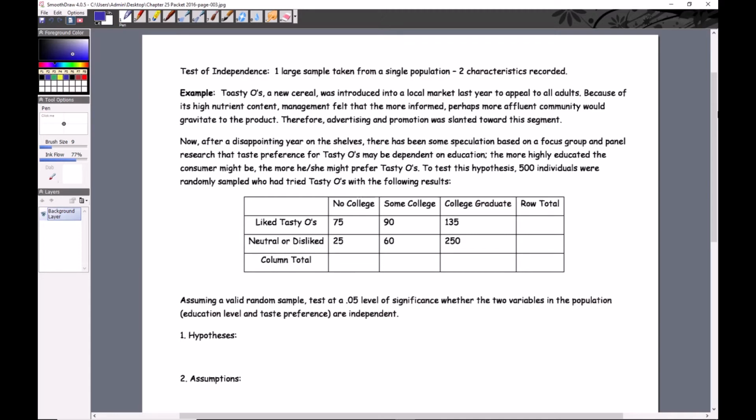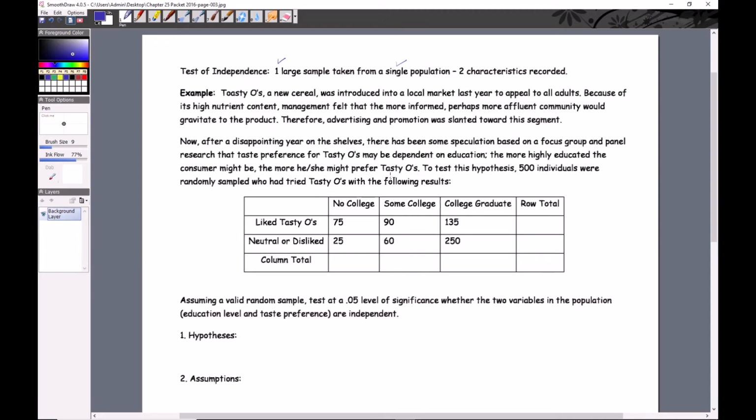And remember the homogeneity was 2 large samples taken from 2 populations. This is 1 large sample taken from 1 population. Here we're picking just people and finding out what college experience they had. So it's just 1 population. We split it up into little groups, and we're looking at 2 characteristics, whether they like this cereal or don't like it, okay? So it's a little hard to tell homogeneity from independence.